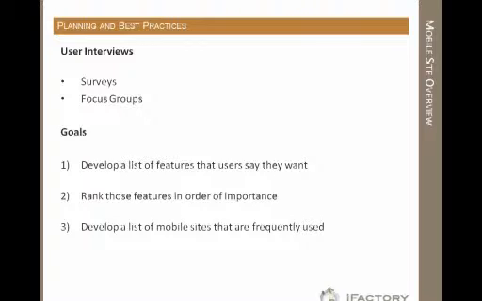Prospective students are certainly a big audience, but there's parents, there's the community, there's existing students. And so in order to identify who those user groups are, we do certain things. And the first one is we do a lot of surveys, and we do a lot of focus groups. In both the surveys and the focus groups, we want to review what the goals are, which specifically is to develop a list of features that the users say that they want. This is really one of the most important things you can do in the very beginning.